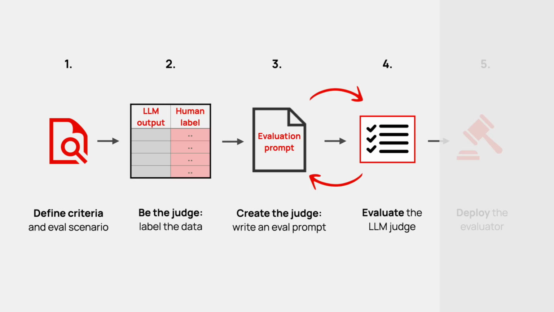The next step is to evaluate your prompt. After you've written your first prompt version, you can run it through your dataset and then compare the responses you get from your judge against the human labels. There are different metrics you can use there.